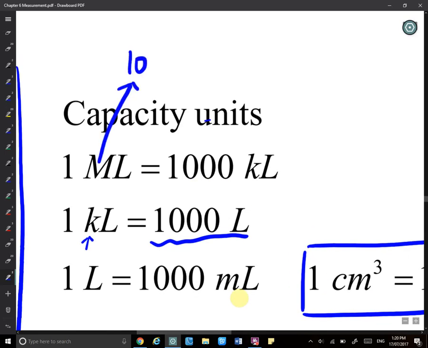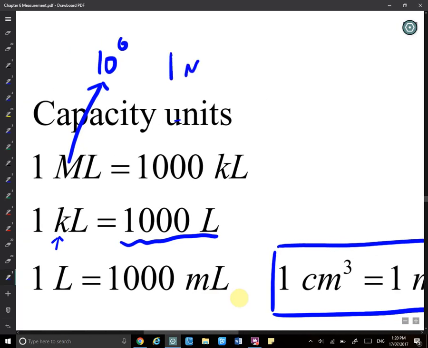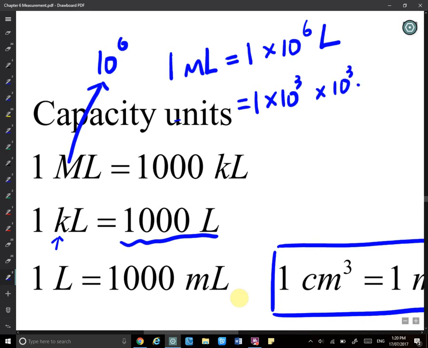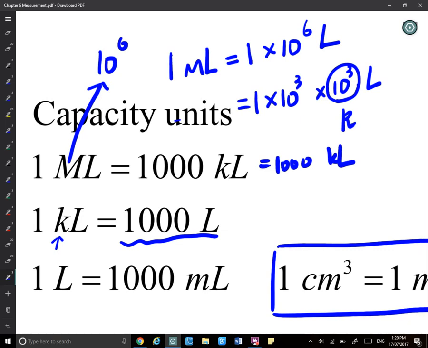Mega is 10 to the power of 6. So 1 megaliter equals 1 times 10 to the power of 6 liters. And again, that's 1 times 10 to the power of 3 times 10 to the power of 3 liters. This 10 to the power of 3 becomes a K, so that's 1,000 kiloliters.